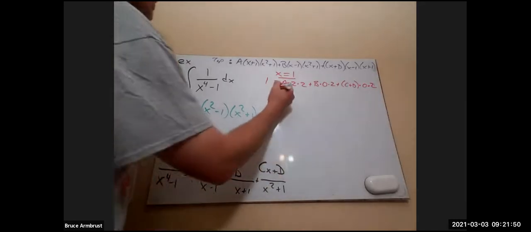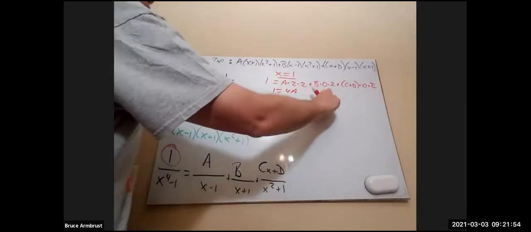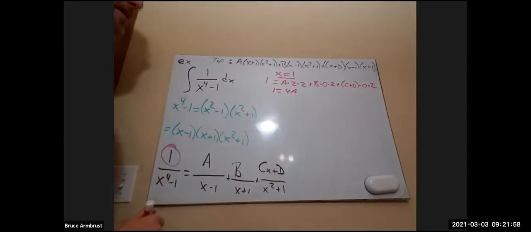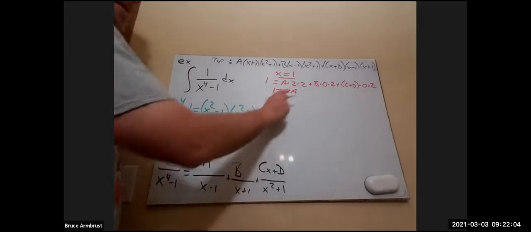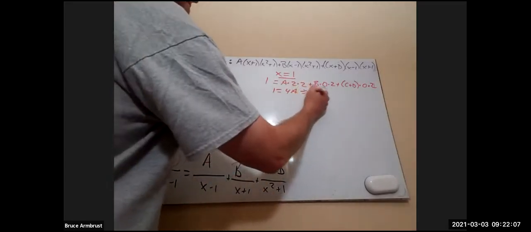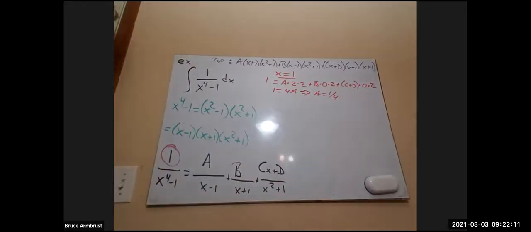I get 1 equals 4A, and then B times 0 and Cx plus D times 0, everything else is gone. So by choosing something that makes these factors 0, it makes it a really easy thing to solve. So I actually already know A. A is 1/4. Boom, I got one of my values.